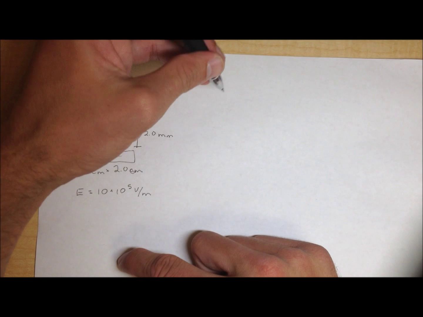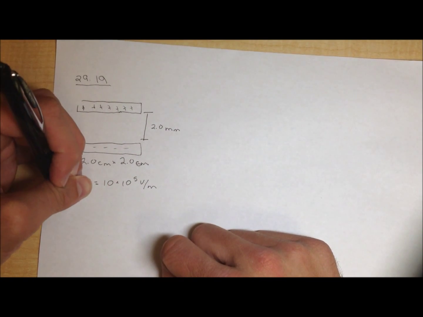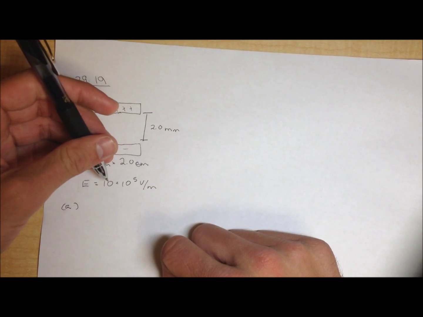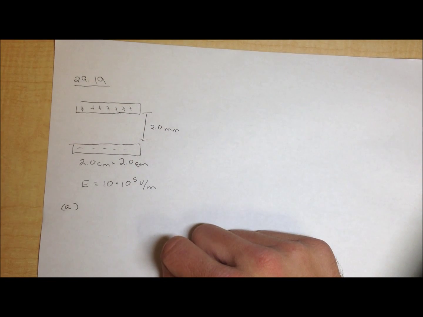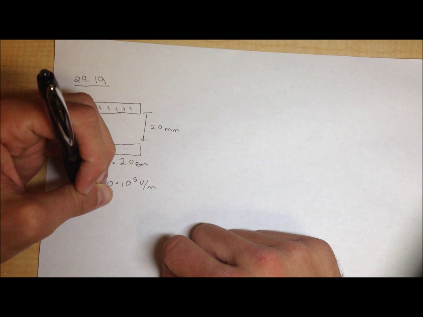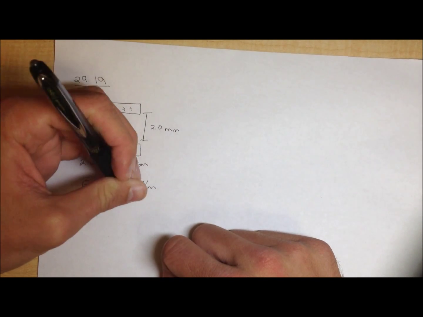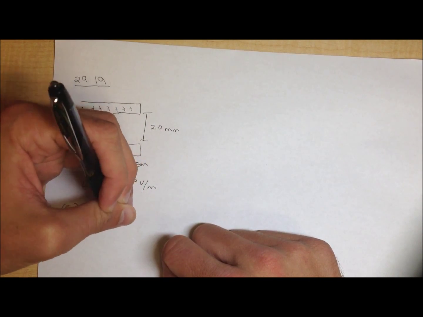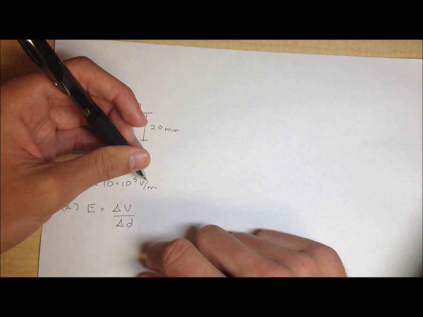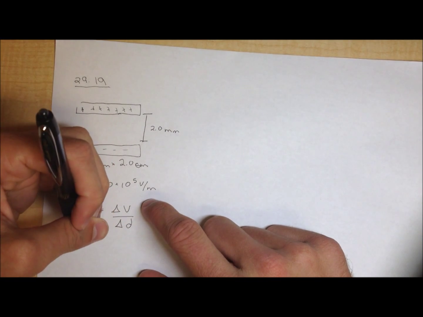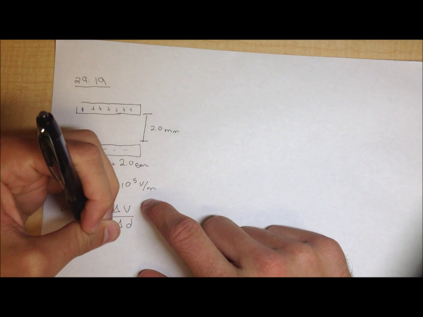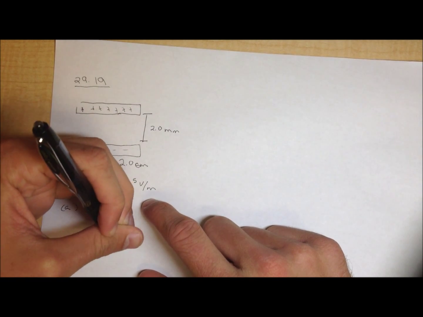So for part A, I'll do it down here. A is asking, what is the potential difference across the capacitor? Alright, so we know that E equals delta V over delta D. So now we just want to solve for the potential difference across it. So multiplying delta D on each side, we get delta D times E equals delta V.